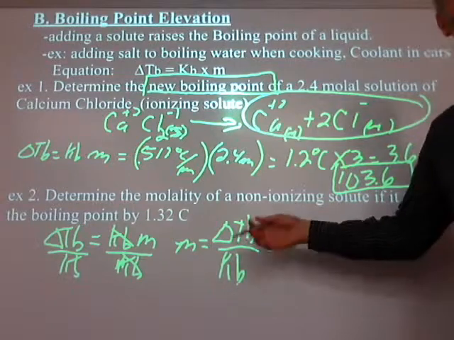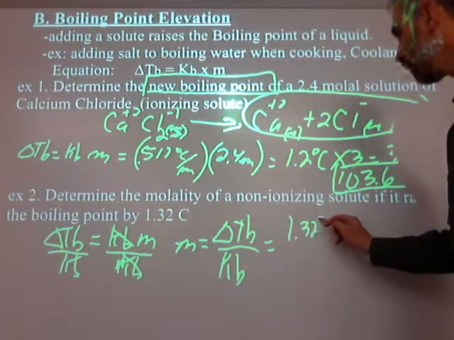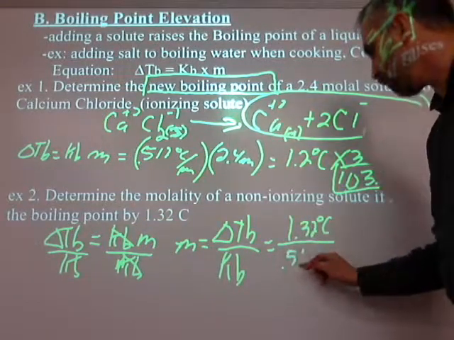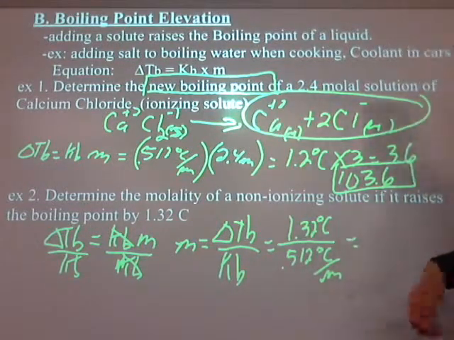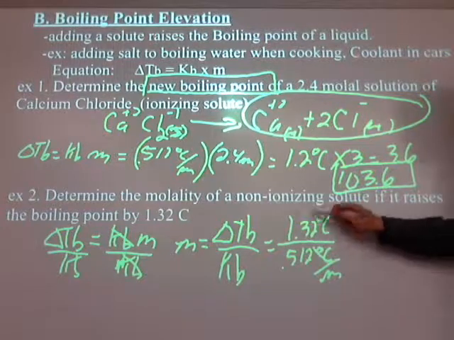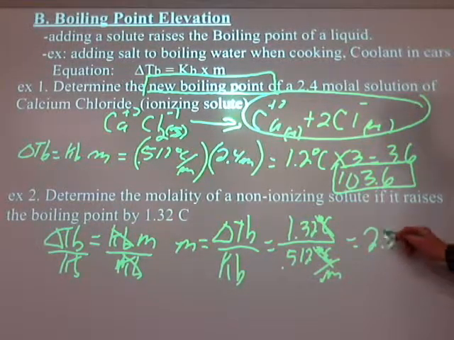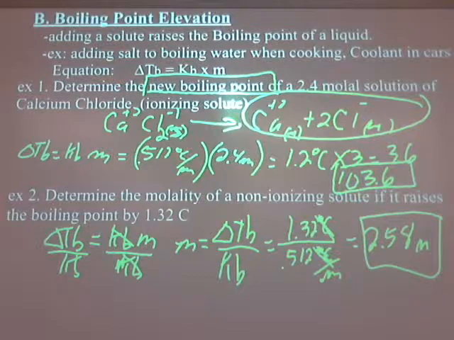Okay. What's my delta TB? No, my delta is the change in the temperature. Oh, 1.32. So 1.32 degrees Celsius divided by the KB, which was still 0.512 degrees Celsius per molal. Celsius cancels and leaves me with what for my molality? How much? 2.58. Everybody else get that? And that would be molal. Is that right? Look right for everybody?